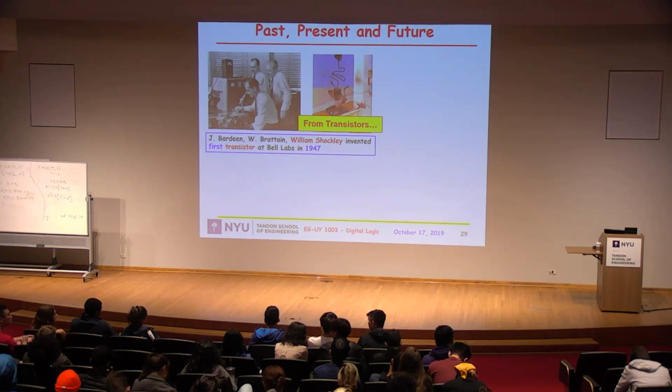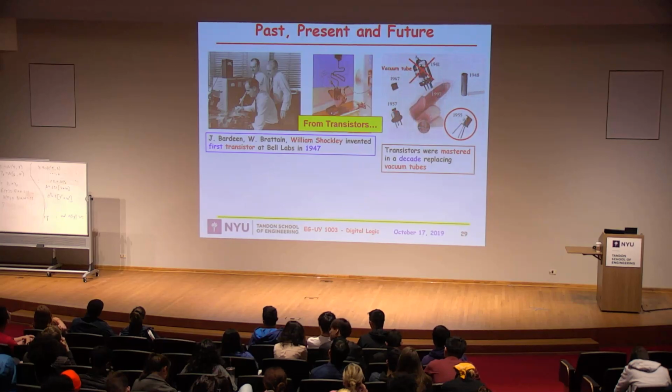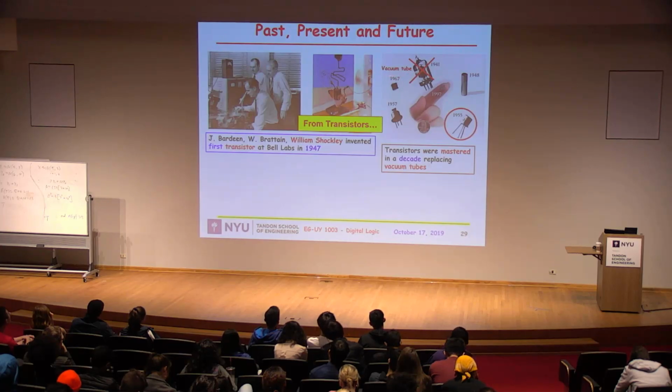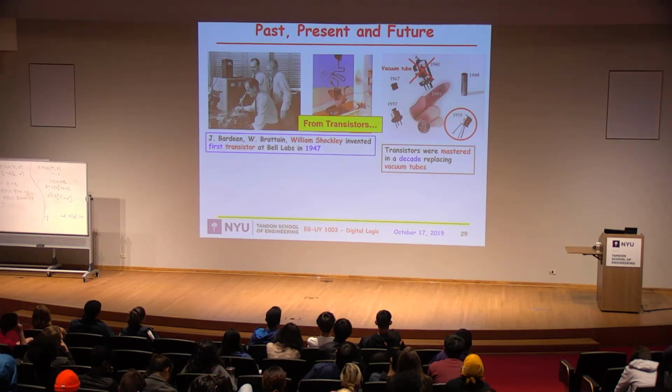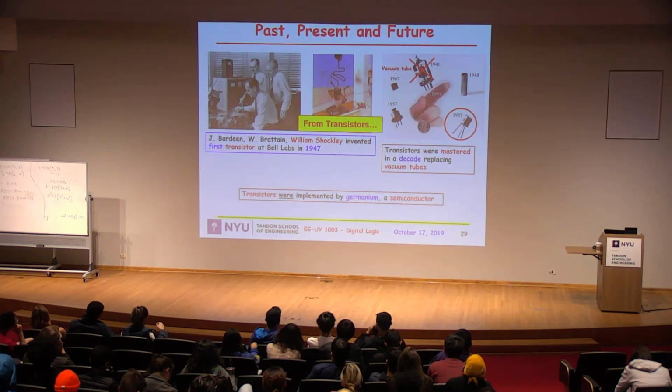Okay. So what happened in the past, everybody? These 3 scientists developed the first transistor in 1947. It took about 10 years to master the technology, so our classmate can see the vacuum tube there. All right? So we replace vacuum tubes with transistors. All right? And so today we have very small devices.